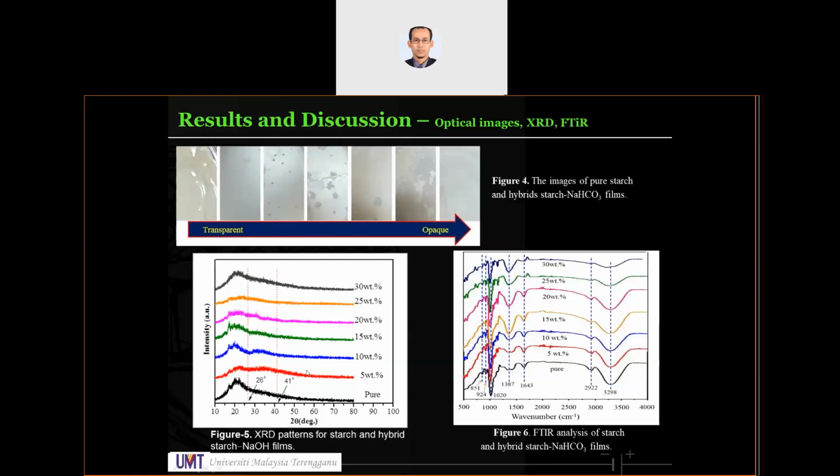Okay, this is the XRD result. We analyzed at room temperature, recorded from 2 theta equal to 10 to 80 degrees.